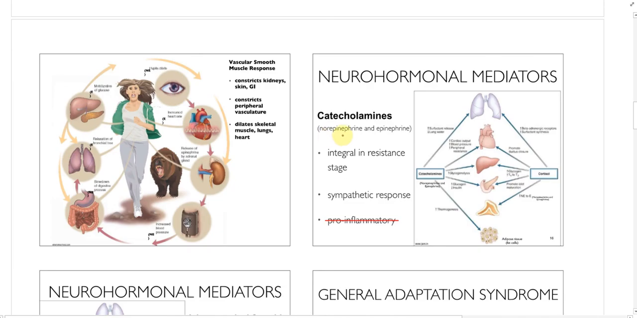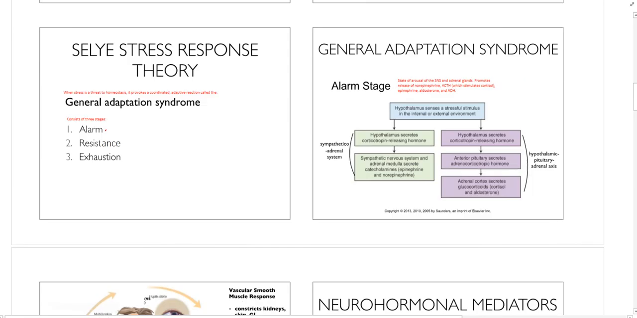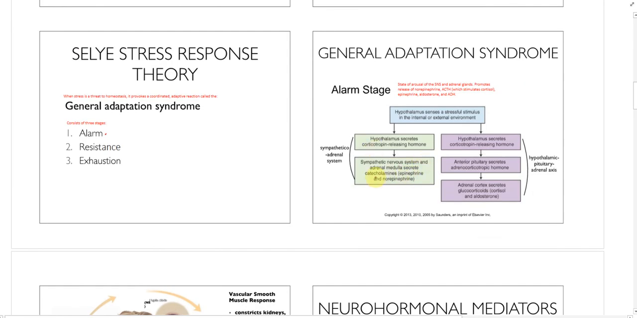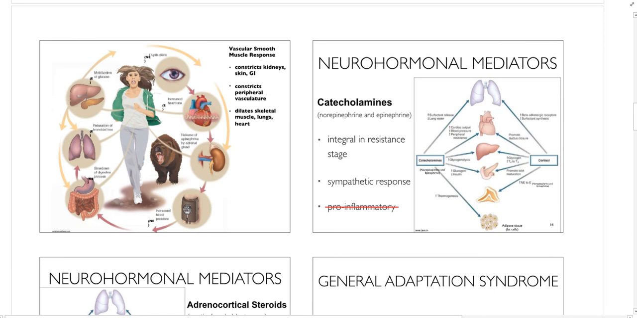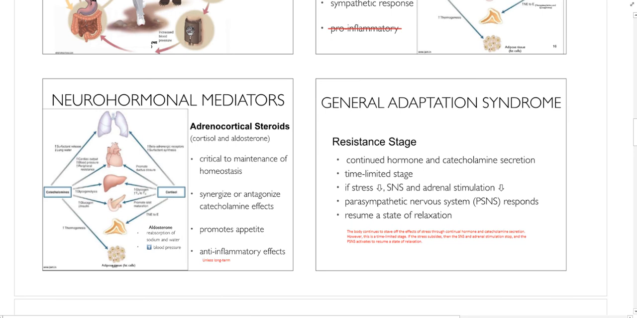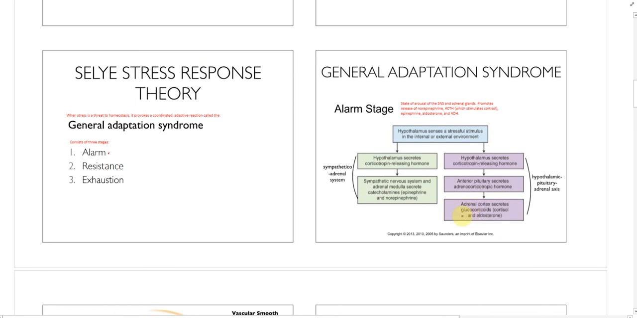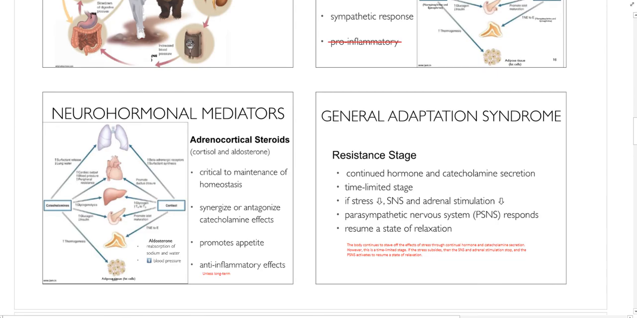Catecholamines are going to be our norepinephrine and epinephrine. These are released by the adrenal cortex, I think. Maybe it's the medulla. I always have a hard time remembering which one it was. Okay, so the cortex secretes glucocorticoids and aldosterone, and the medulla secretes epinephrine and norepinephrine. So those get sent out and do all those fancy things that were just mentioned, and then the adrenocorticoids are released by the cortex. Corticoids, cortex. We're going to remember it like that.